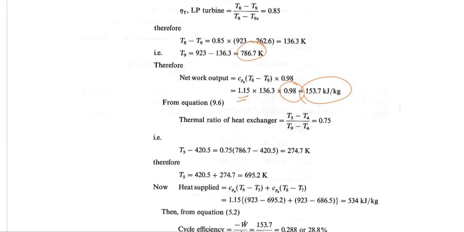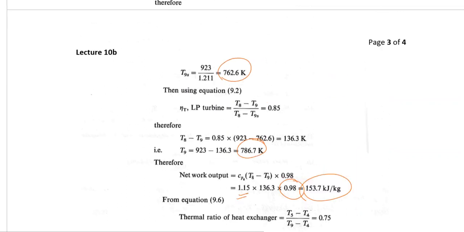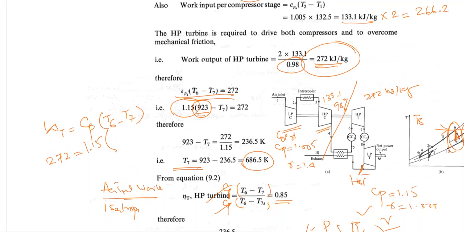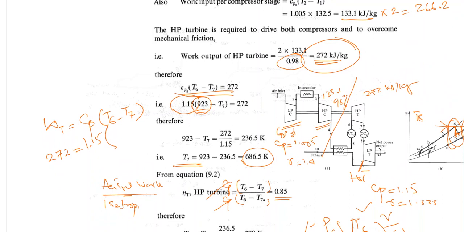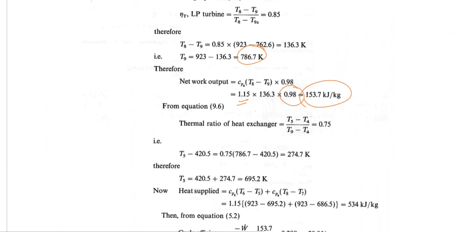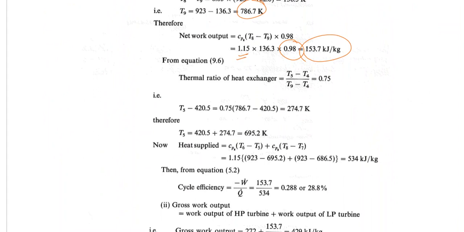Now this is a little bit complete in this sense. For each and every point, I have got the temperature, and I can also find the enthalpy. Now the regenerator has an effectiveness of 75%, and the temperature needs to be found out. So let's move to the regenerator now. The regenerator has the thermal ratio, or the heat exchanger effectiveness, of 75%.